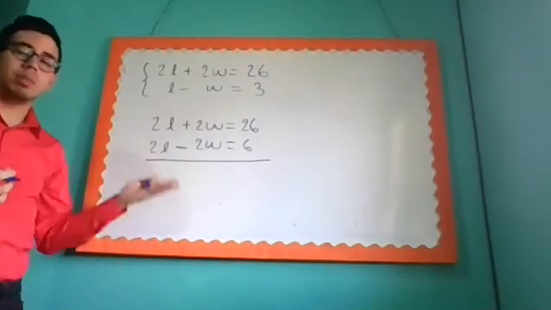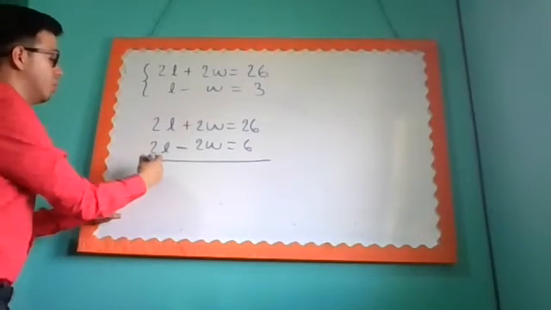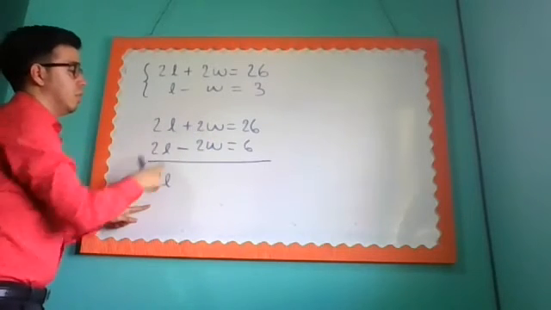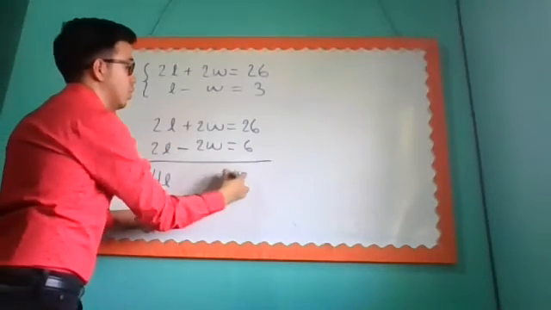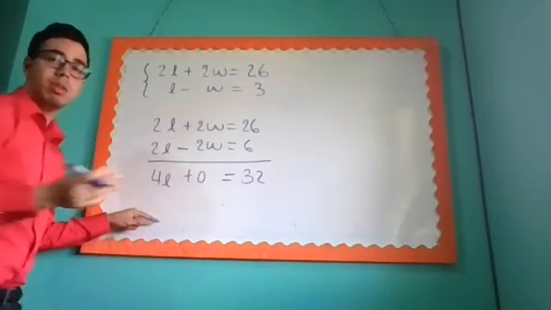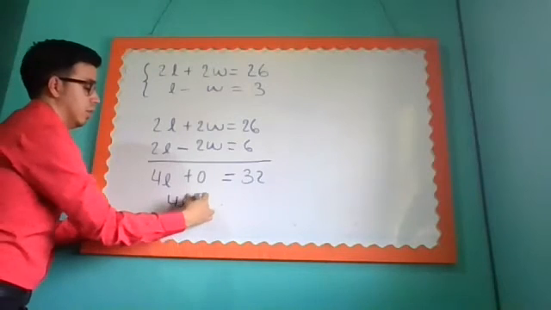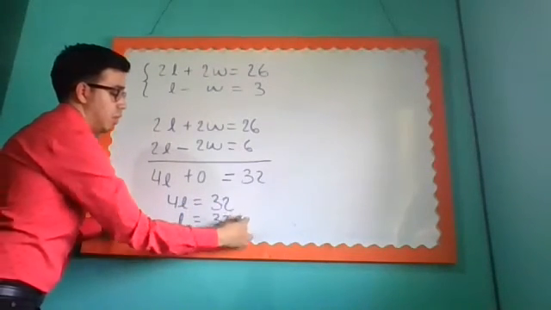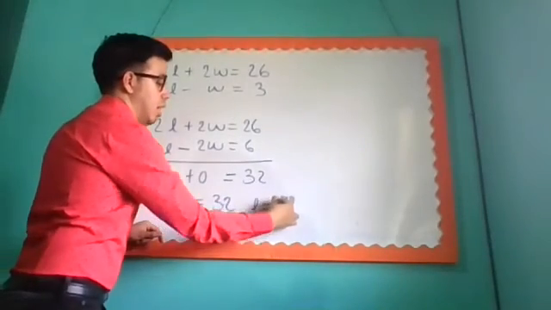Now we solve the addition or subtraction depending on what we have in the operation. 2 plus 2, we have 4L. W and W, they are going to eliminate each other because they have one positive and one negative. This is going to be equal 32. In here is plus 0, so we don't need this part, okay? So 4L equal 32. L is equal 32 over 4. So L, you know that is going to be 8.